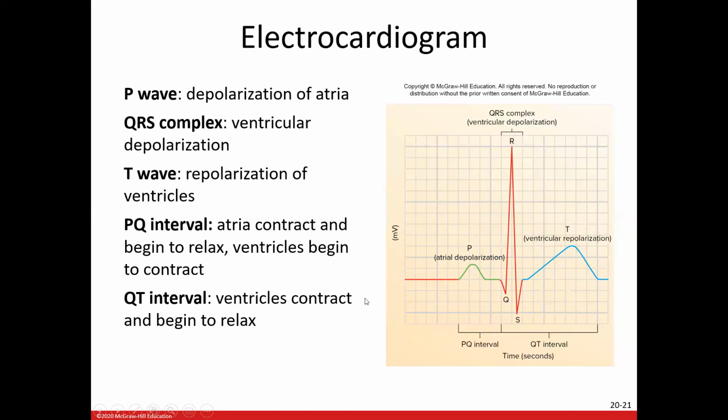But additional things to point out, we have two specific intervals we can look at on the EKG. That is the PQ interval, and that's basically when the atria contract and relax during this interval. And since during the QRS complex, that's when we have the ventricles get depolarized, that's when they start to contract. So the very end of the PQ interval is when the ventricles begin to contract. Then the rest of the electrocardiogram is the QT interval. So that phase represents when the ventricles continue to contract and relax. So we're getting the entire contraction with the QRS complex, and then the relaxation with the T wave.